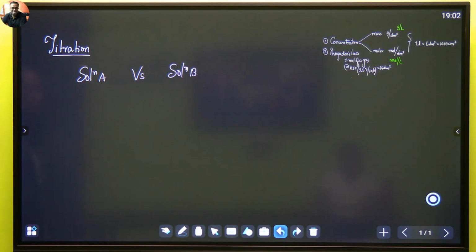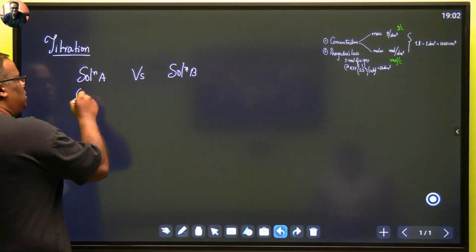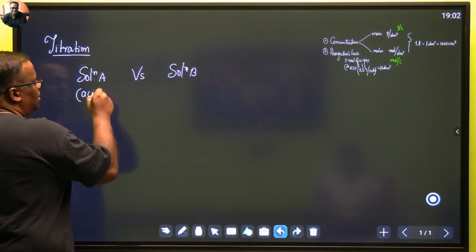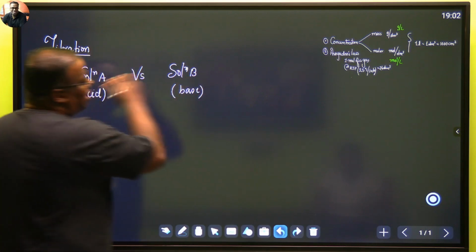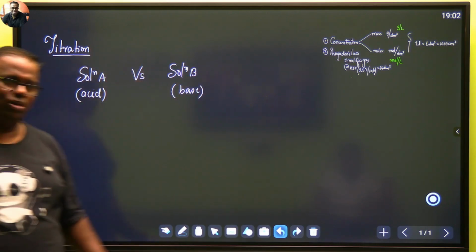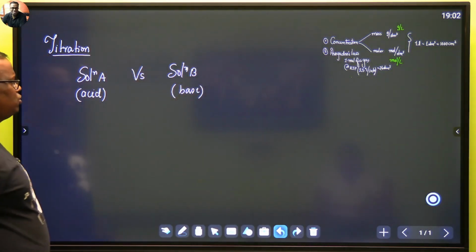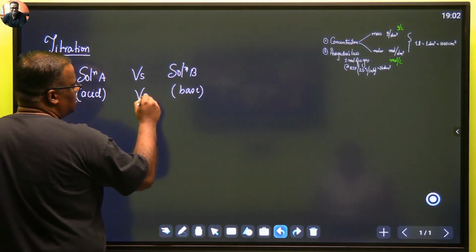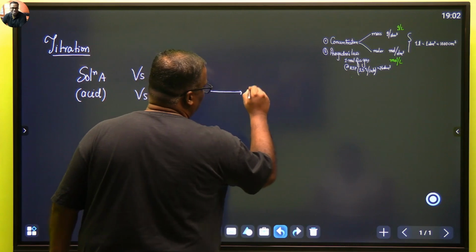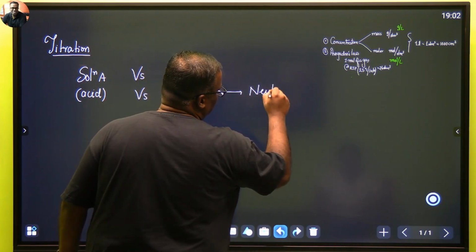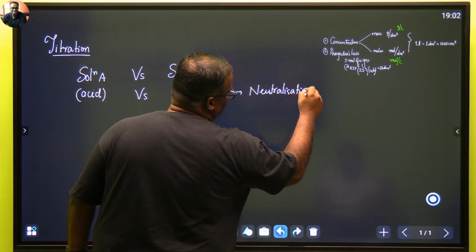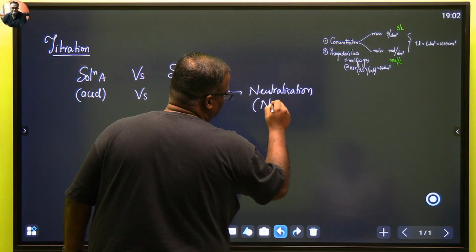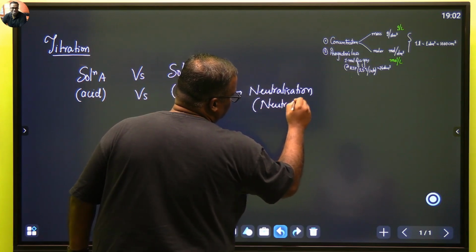Fight. So usually the fights are always between an acid and a base. Either of one can be acid and either of one can be base. Have you understood? So if you fight between an acid and base, you always know that all you are going to have is a neutralization which will take place. And this neutralization will actually give you something which is known as a neutral point.